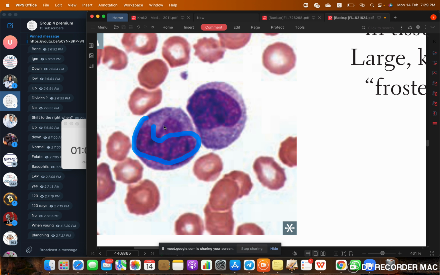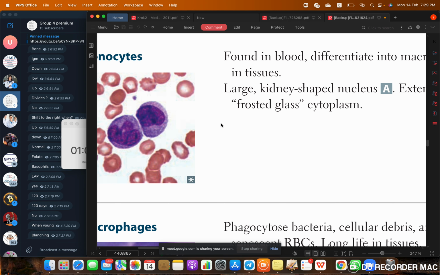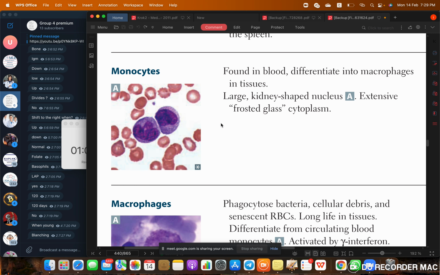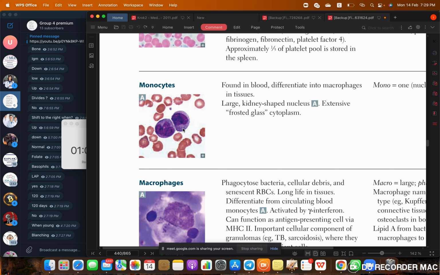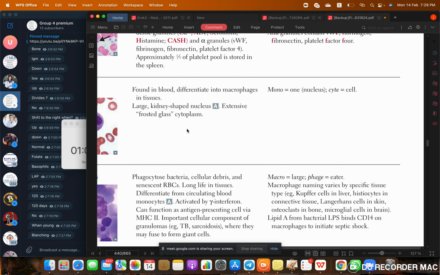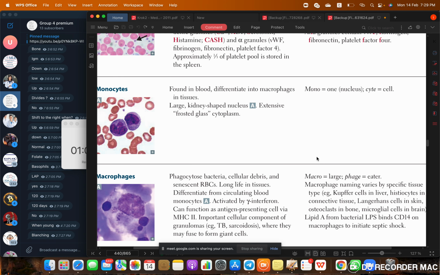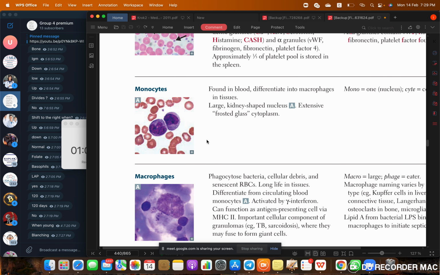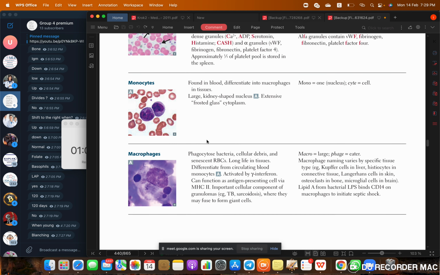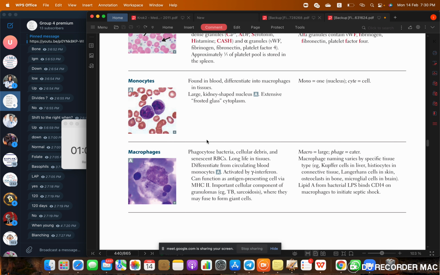I mean the nucleus, right? So you can see it's like a kidney-shaped nucleus. And it has this frosted glass cytoplasm in it. Okay, so mono means one in nucleus and cell. So just remember, the monocyte becomes a macrophage when it enters the tissue. And this is super important because it helps in the creation of giant cells in case of tuberculosis.